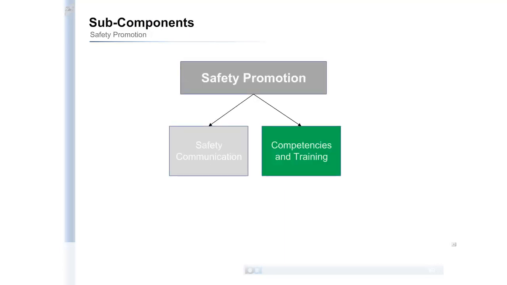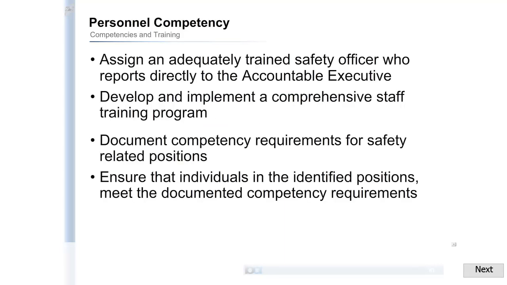Competencies and training. Personnel competency. Assign an adequately trained safety officer who reports directly to the accountable executive. Develop and implement a comprehensive staff training program. Document competency requirements for safety-related positions. Ensure that individuals in the identified positions meet the documented competency requirements.